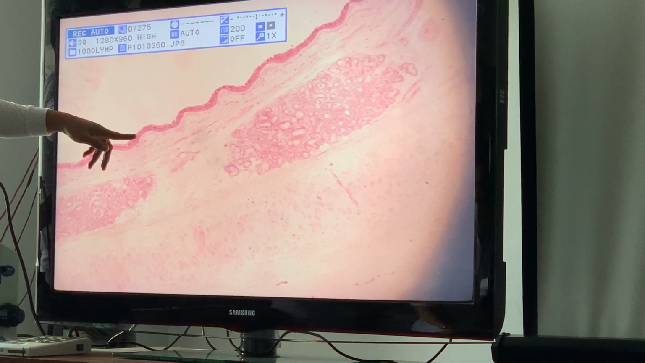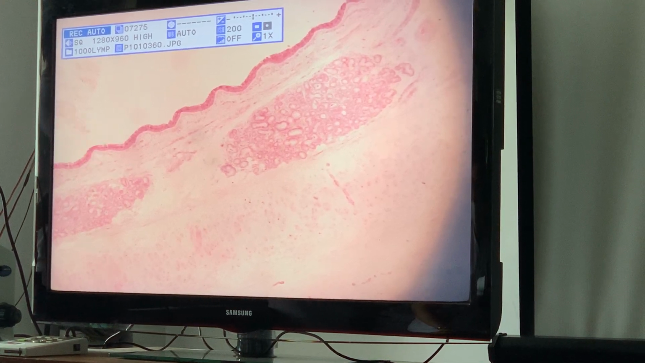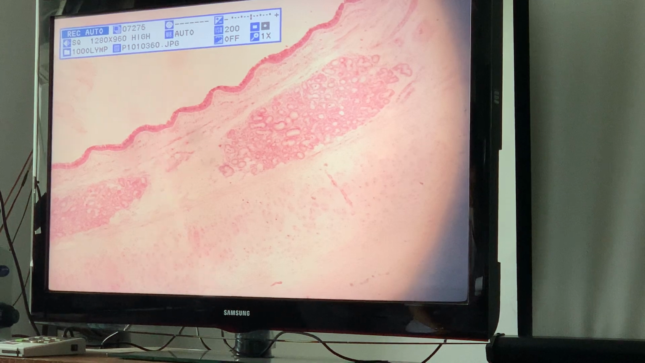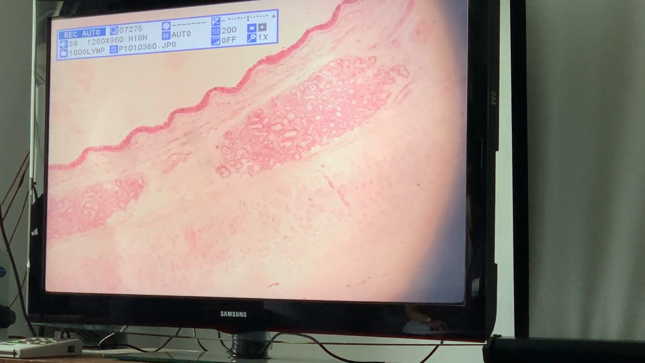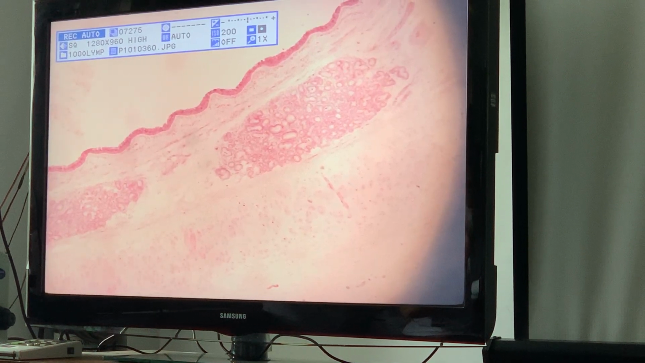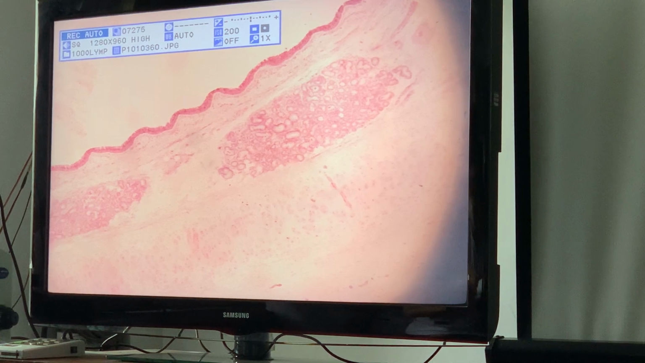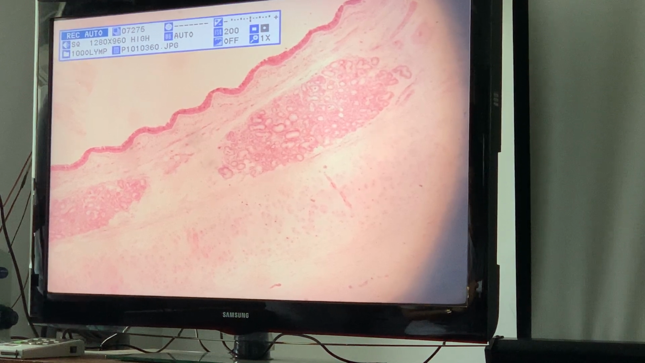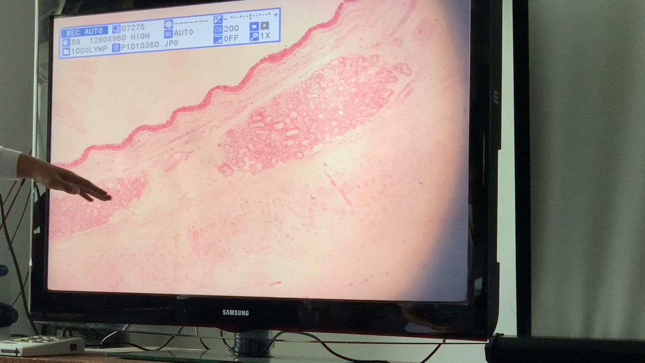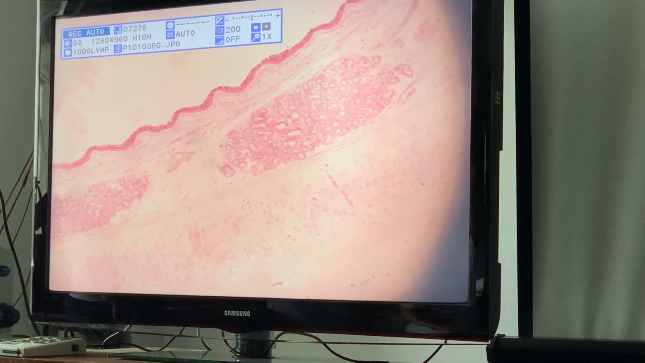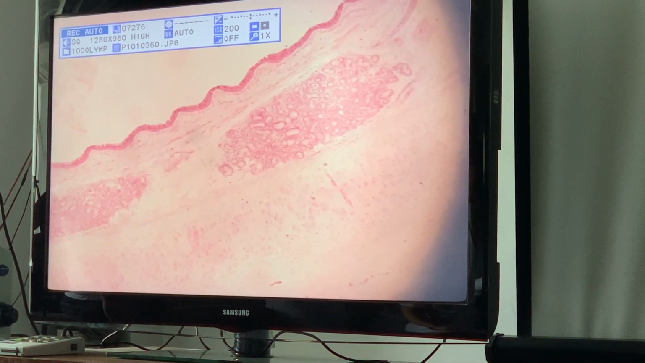Mucosa. Oh, what are the layers? Mucosa, submucosa. Next. What's the next? Submucosa. Okay, what are the structures that you can find in the mucosa?